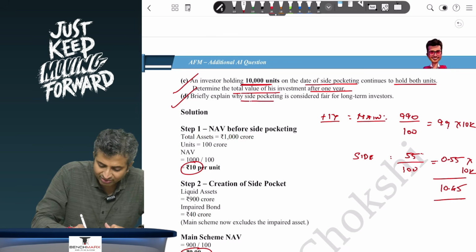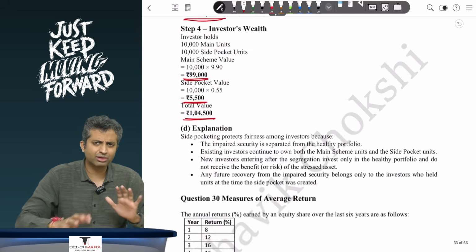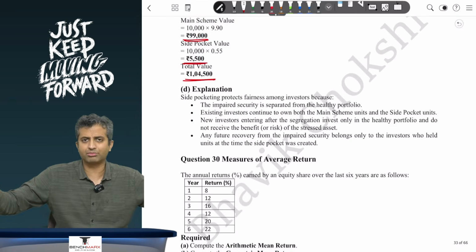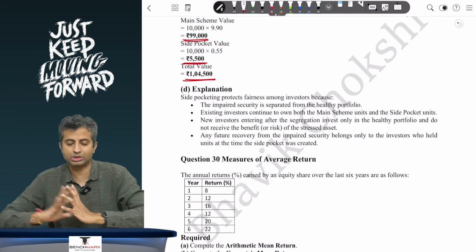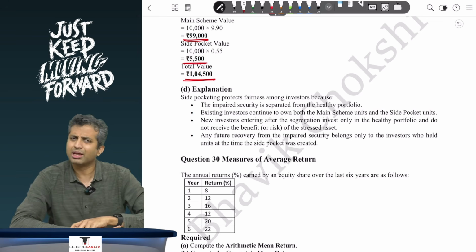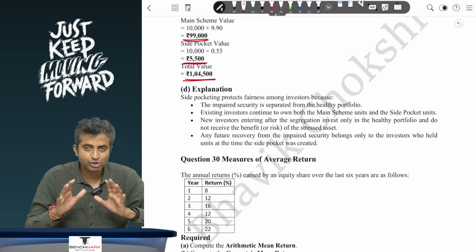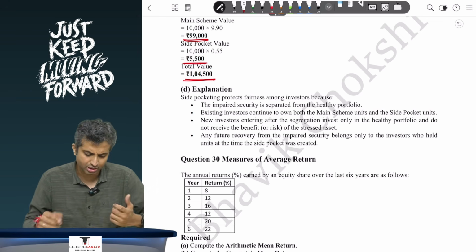Briefly explain why side pocketing is considered fair for long-term investors. Maybe for the existing investors, I will separate both of them and the fund can focus on the better collection of distressed assets. For a new investor, I don't want to give them an exposure to these distressed assets. So I will have, let's say, a scheme which will just focus on the performance.